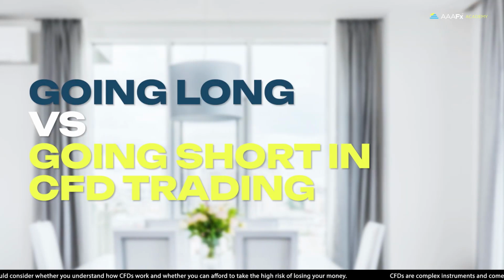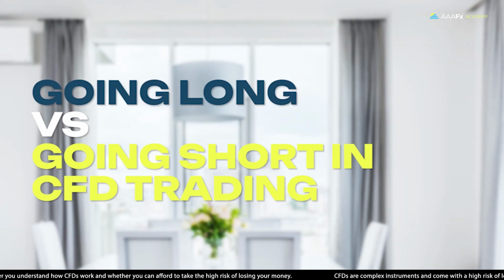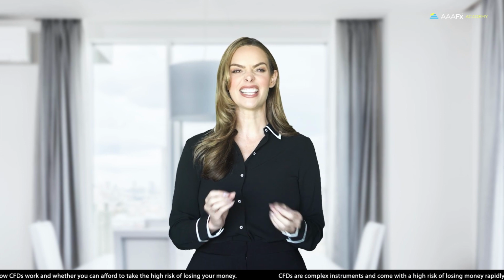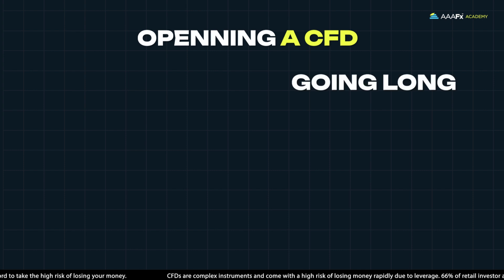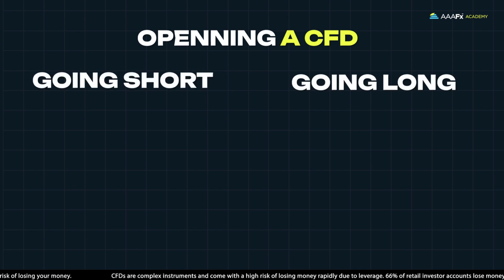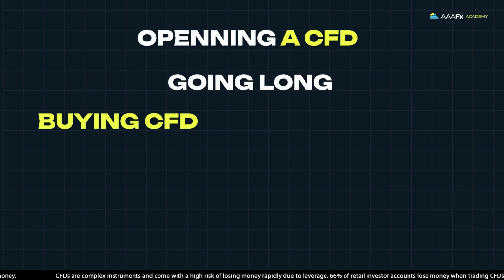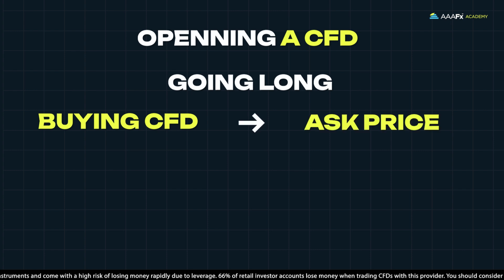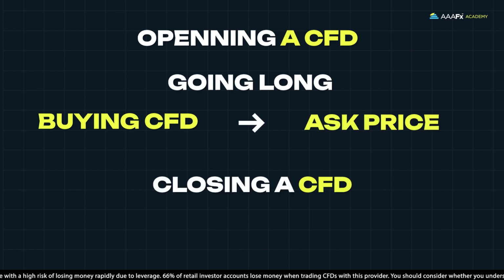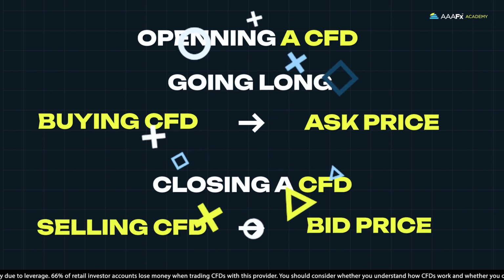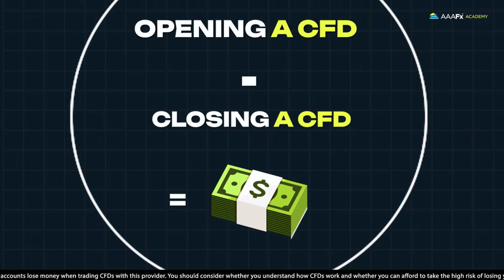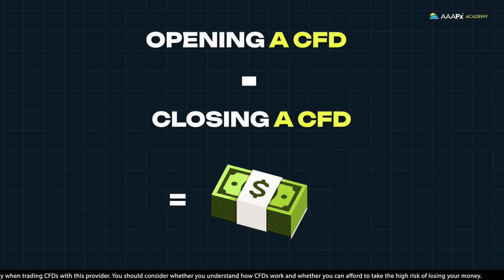Going long versus going short in CFD trading. All right, let's get into the nitty-gritty. When you're opening a CFD, you've got two options, going long or going short. Going long means you're buying the CFD contract at the specified ask price. Now, when it's time to close the trade, you'll do the opposite, sell the CFD at the bid price. This is where the magic happens. You're pocketing the difference between the opening and closing prices of the CFD.